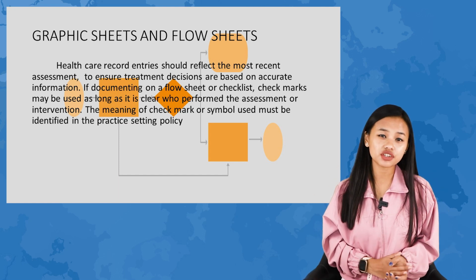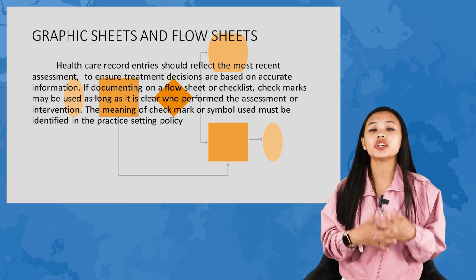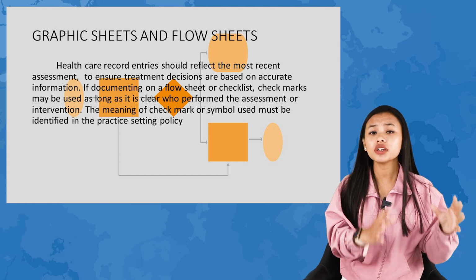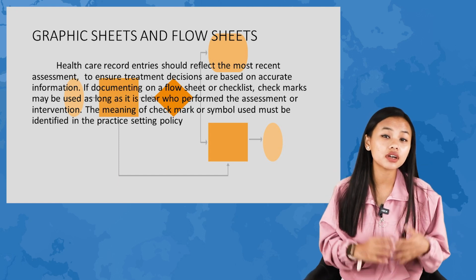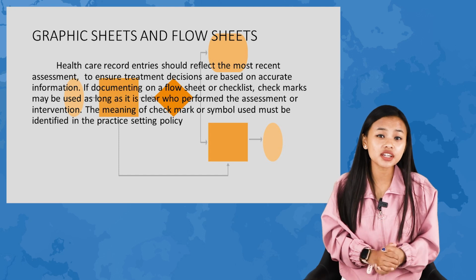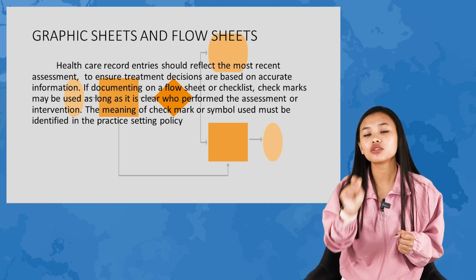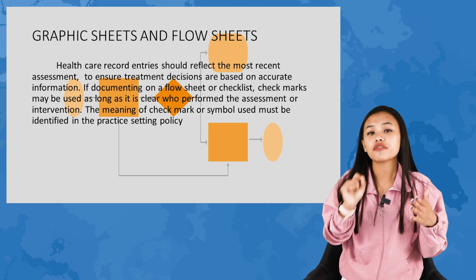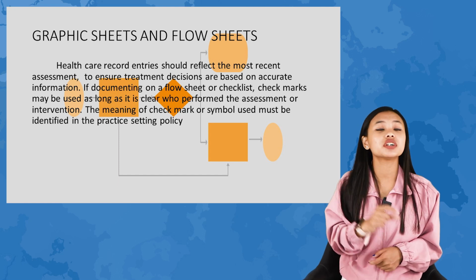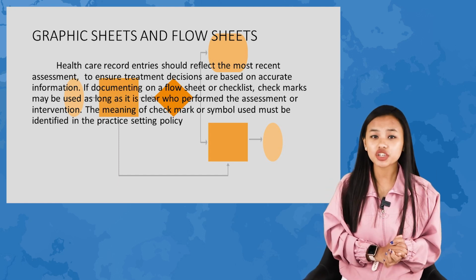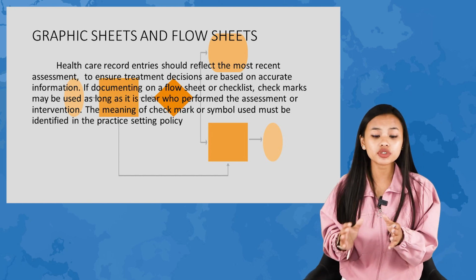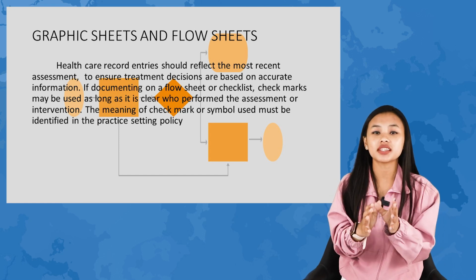As I've said, recording of the client's treatment or intervention can also be done through graphic sheets as well as flow sheets, right? This method also helps us save time when we are recording. So if there is a checklist whereby you can put check marks to make sure that you have documented whether the particular intervention has been performed or not, whether that particular treatment has been provided or not, you must make sure that the check mark or the symbol which you have used is identified in the practice setting policy.